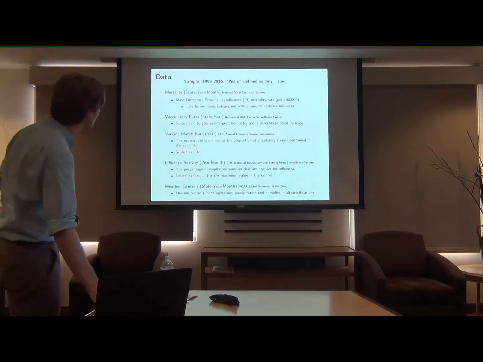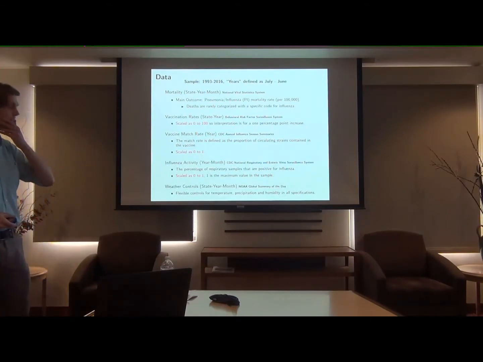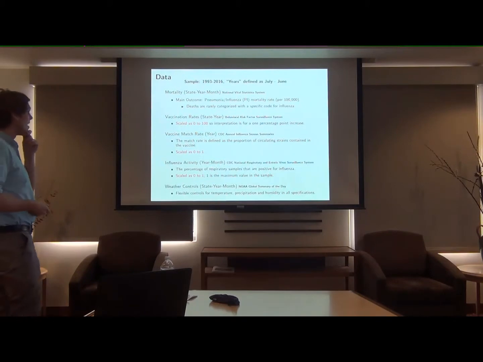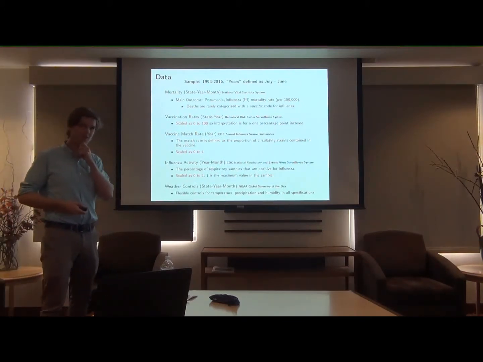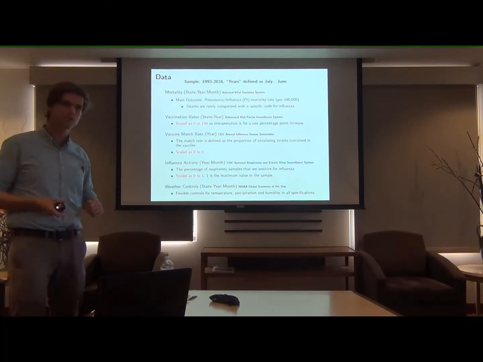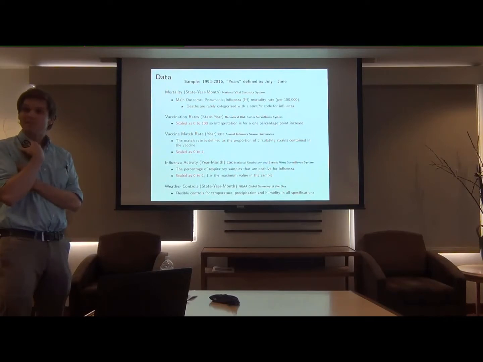Okay, so a little bit about the data. I just want to make a few notes before we jump into the analysis here. So what's the sample? 1993 to 2016. From here on out, a year is going to mean July to June. I call them flu years. That way I'm capturing essentially the entirety of influenza season.